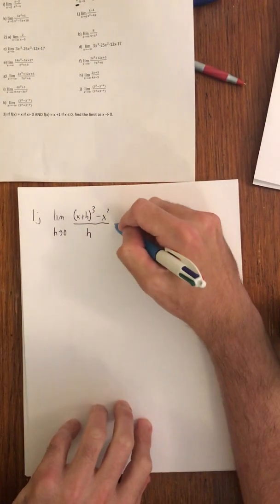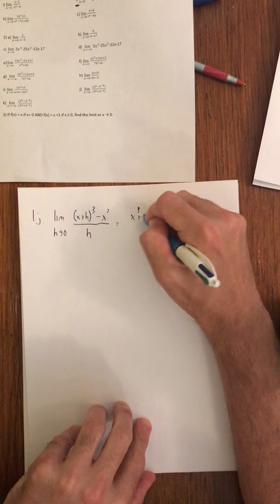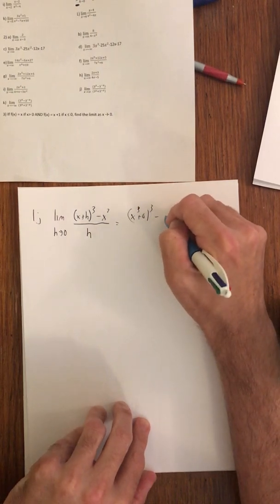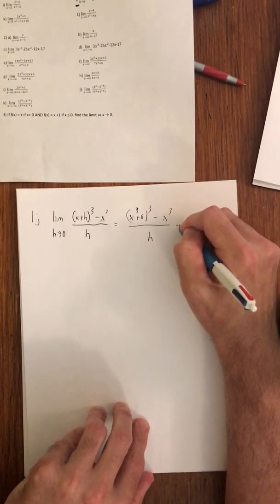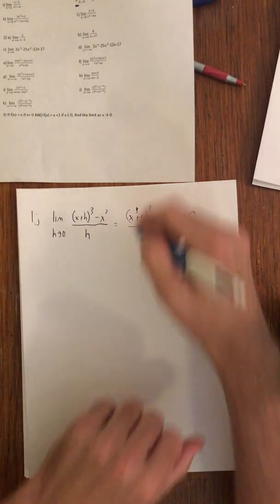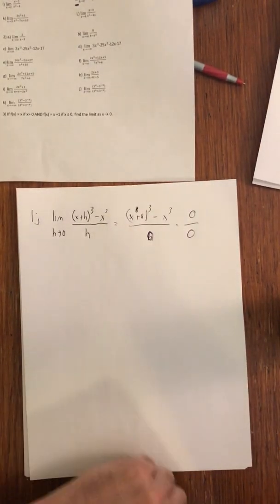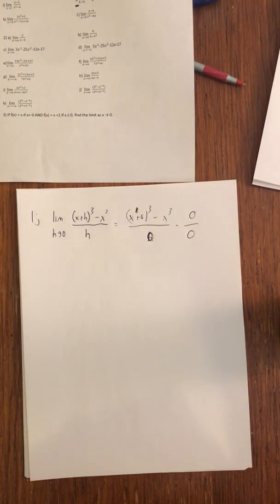Now, if I just evaluate this, see what I get. x plus 0 cubed, minus x cubed, over h. It looks like I'm going to get 0 over 0 in indeterminate form. Therefore, I need to do something with this. Now, obviously, I can't numerically evaluate it because I don't have values. I guess I could put in values, but I don't want to. So, I know what I can do.